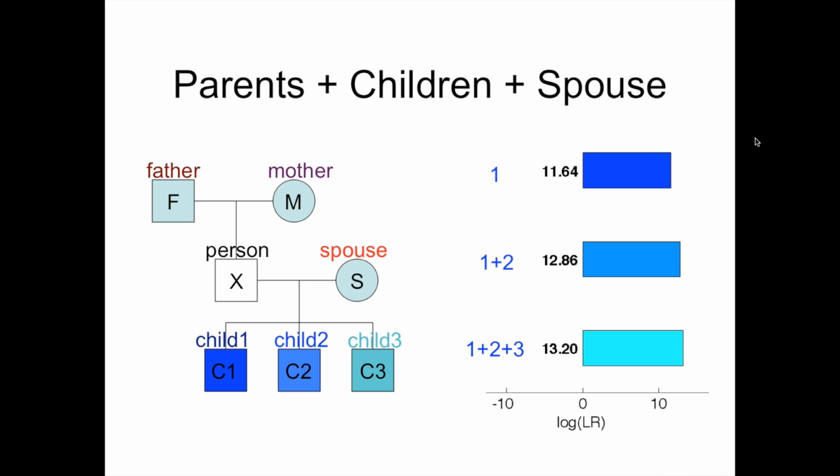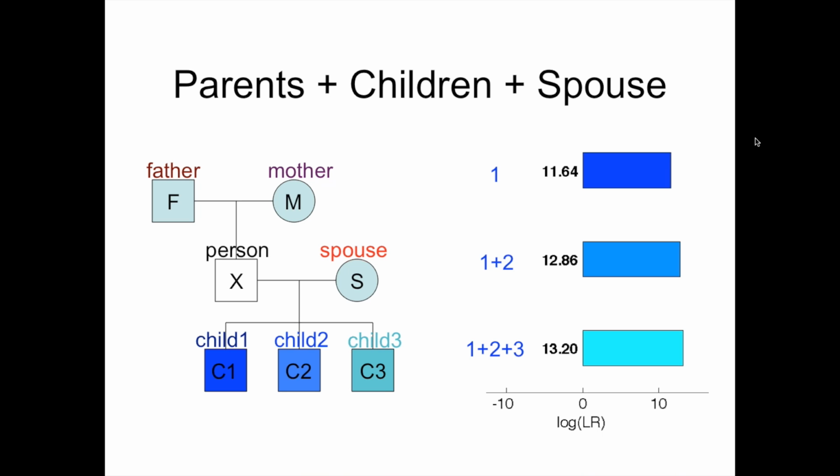Finally, if you have the parents and all the children and the spouse, it's the most information you can have. So it's the whole family trying to help infer that genotype of missing person X. So with even only one child, the father, the mother, the spouse, and one child, in that first row on the right, you're already up to 11.5 log units. That is, the likelihood ratio is up to almost 1 trillion.